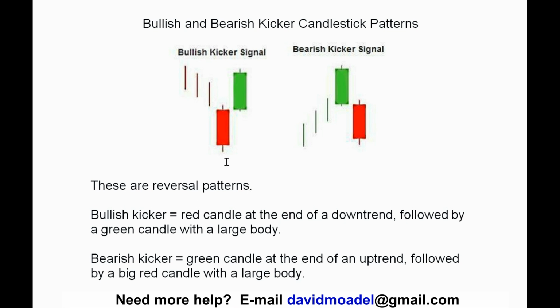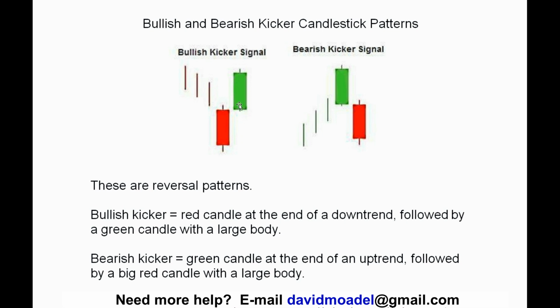That is a red candle, at the end of a downtrend. We'll pretend that these are candlesticks. It's at the end of a downtrend, followed by a big green candle with a large body. I'm not as concerned with the wicks or shadows as with the large body. That shows real conviction and a possible reversal. Supposed to be powerful. That's what people have said, that this is one of the more powerful patterns.